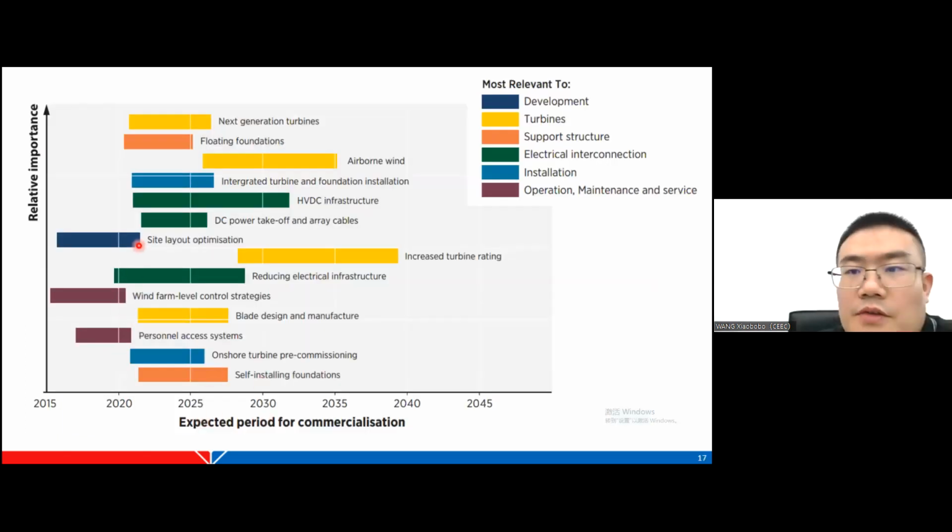So in this case, we can see the most relevant development we need to contribute in this category. Turbine support structure: floating is an innovation of the support structure. Electrical interconnection: HVDC is a new type of electrical interconnection, installation, and operation and maintenance service. Different things will be done in different periods.